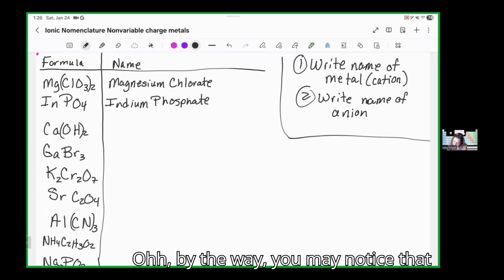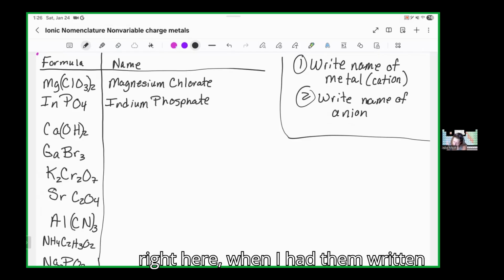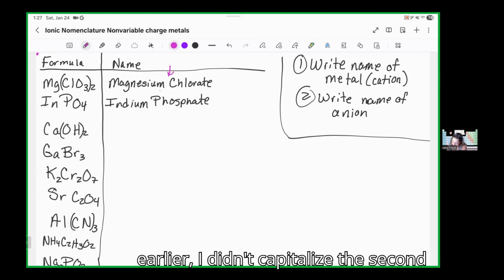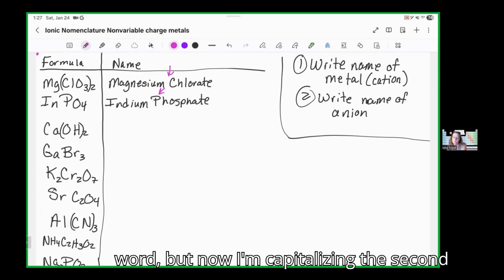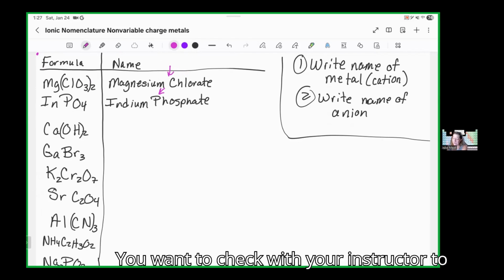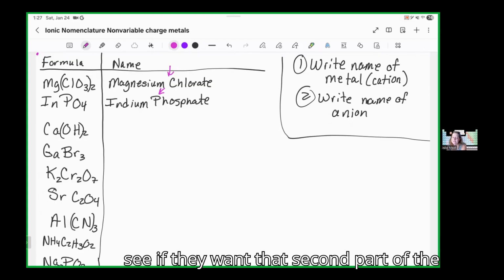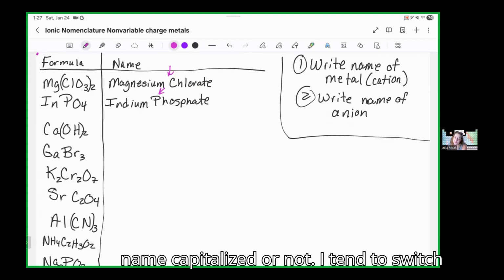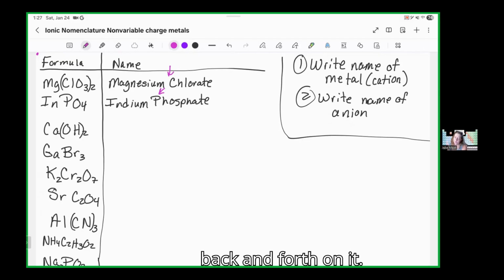By the way, you may notice that when I had them written earlier, I didn't capitalize the second word, but now I'm capitalizing the second word. I am really, really bad about that. You want to check with your instructor to see if they want that second part of the name capitalized or not. I tend to switch back and forth on it.